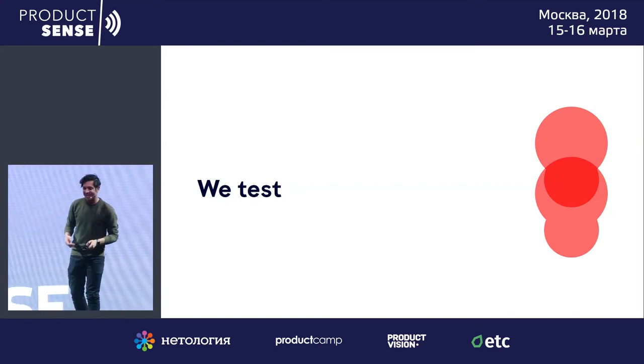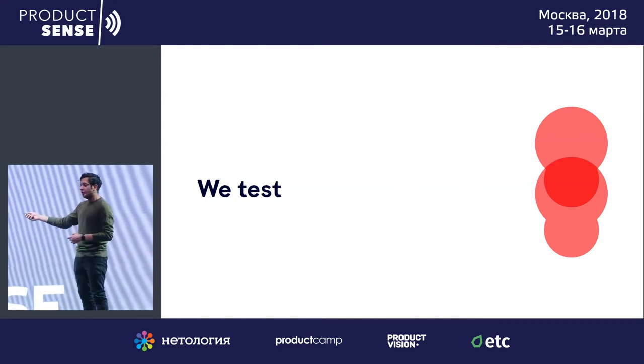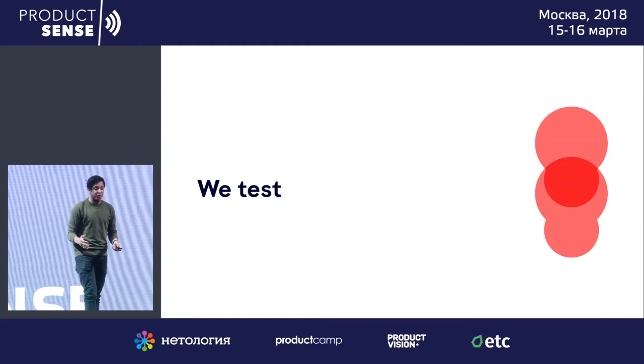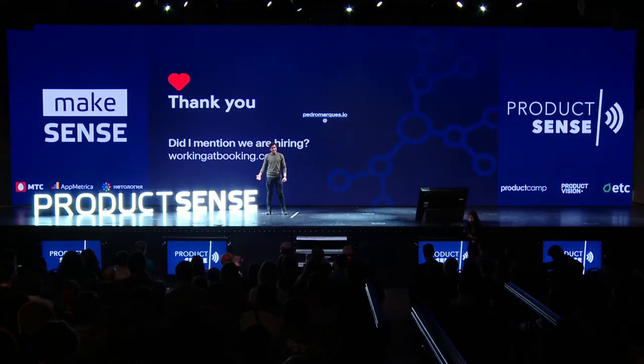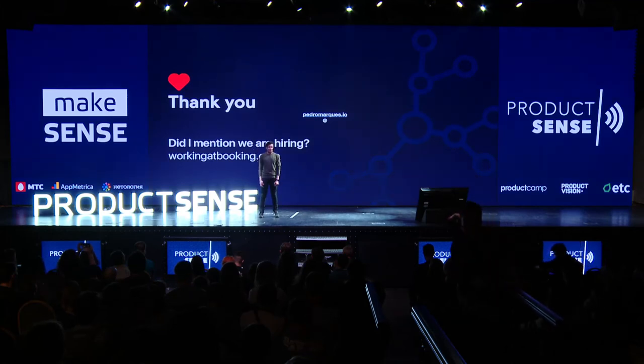We test. And after we test, in the case of Booking.com, like I said in the beginning, everything is A/B tested. Everything, every single thing, it's there for a reason. So after we test, we get the results back. What do we do? We go back to the beginning, and that's the message that I wanted to give to you all: listen to your users, gather data, and do this over and over again. So I hope this was useful, and thank you.